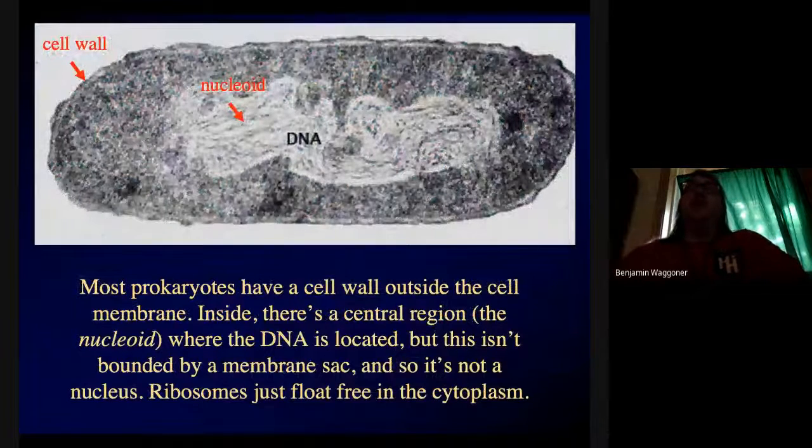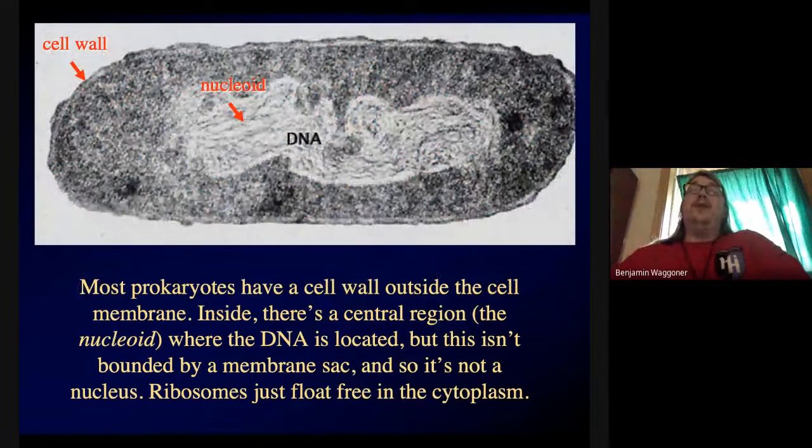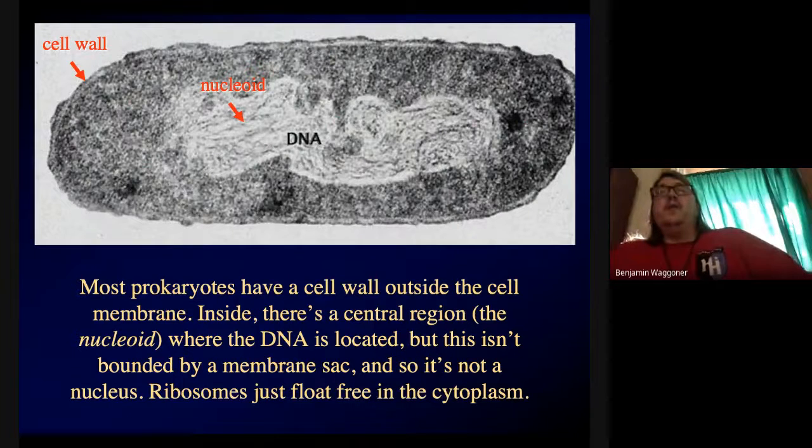Prokaryotes have a cell wall outside the cell membrane. We talked about that. There's a central region inside the cell called the nucleoid, where the DNA is located, but it's not bounded by a membrane sac. It's basically just a heap of DNA sitting there in the middle, but there's no membrane that makes a barrier between the DNA and the rest of the cell.